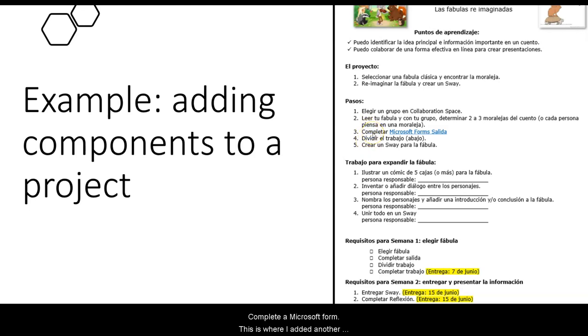Complete a Microsoft form. This is where I added another component. Students read their fable and then created a Microsoft form that asked them what their fable was, what the moral of their fable is, and what piece of the project they will be responsible for. Then they were to divide their work and create their Sway.